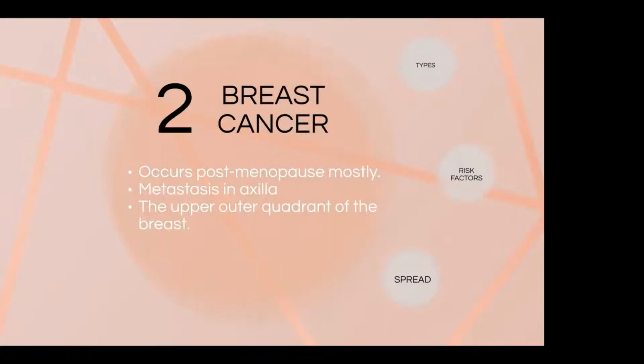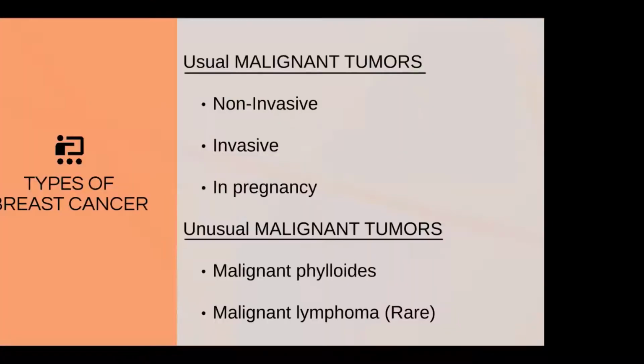So let's discuss the types. We have the usual malignant tumors. Either it can be non-invasive, invasive, or in pregnancy. And the unusual malignant tumors are the malignant phyllodes and malignant lymphoma, which we mentioned before in the benign tumors.